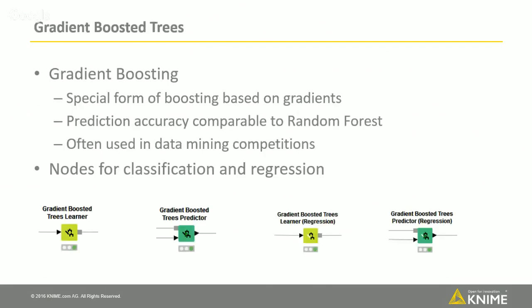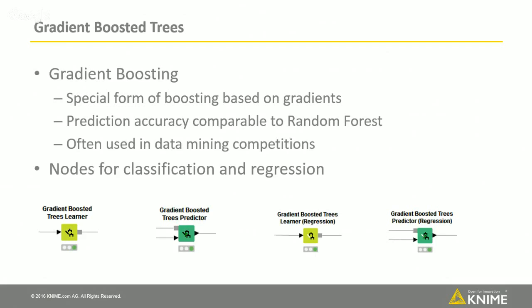For the gradient boosted trees, first I want to give a quick insight what this actually is. Gradient boosted trees are based on gradient boosting, which again is a special form of boosting that is based on gradient and gradient descent. The prediction accuracy is very comparable to random forests and sometimes even slightly better. And it is used in data mining competitions on Kaggle and other platforms.